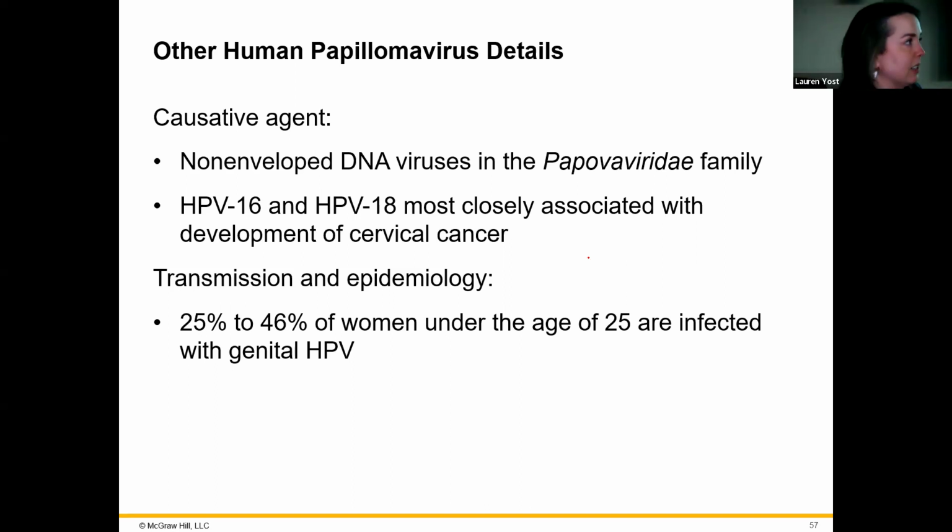25 to 46, that's a strange range of numbers, but 25 to 46% of women under 25 are infected, not have been or will be or anything like that. 25 to 46, somewhere in there, a quarter to a half of all women under 25 are actively infected with HPV. Go get your pap smears, y'all.